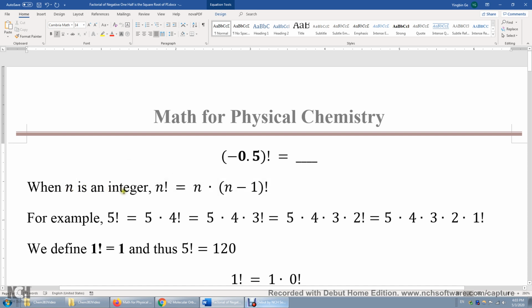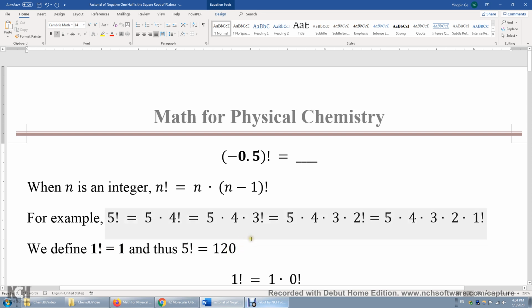When n is an integer, n factorial equals n times the factorial of n minus 1. Therefore, 5 factorial is equal to 5 times 4 factorial and equals 5 times 4 times 3 times 2 times 1 factorial. And we define 1 factorial to be 1, and therefore 5 factorial is 120.